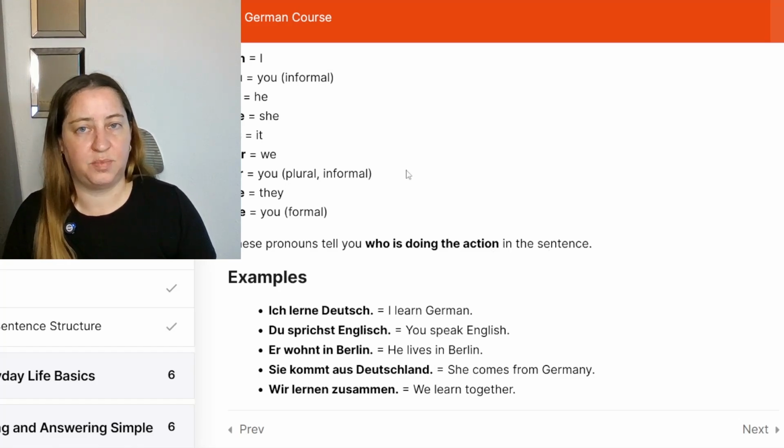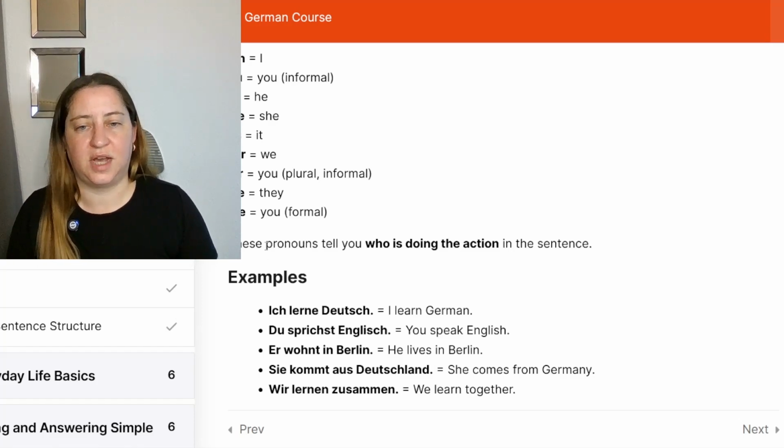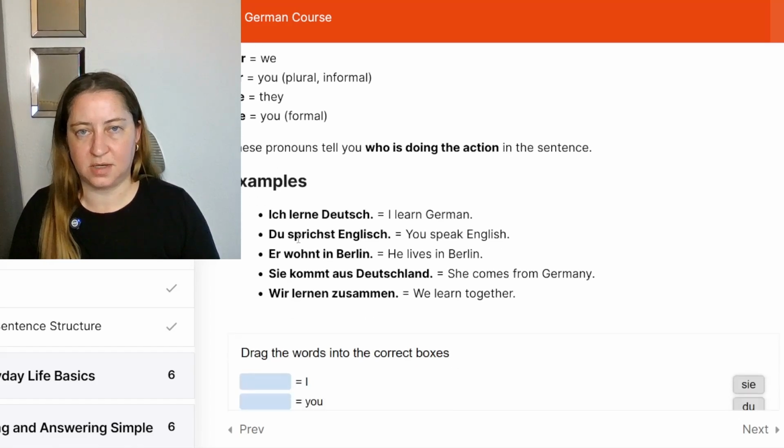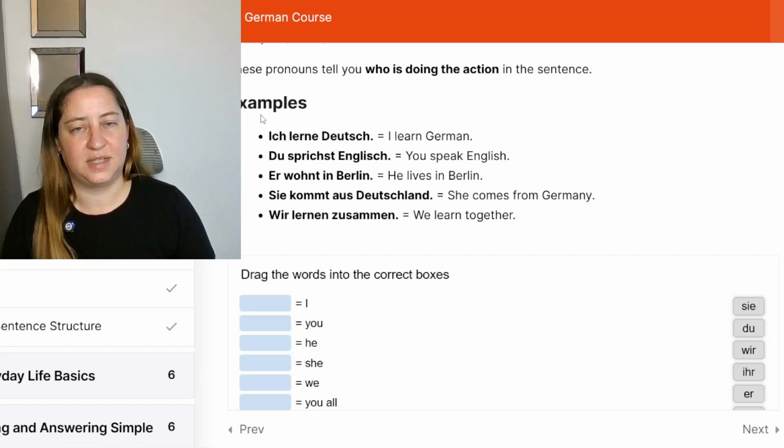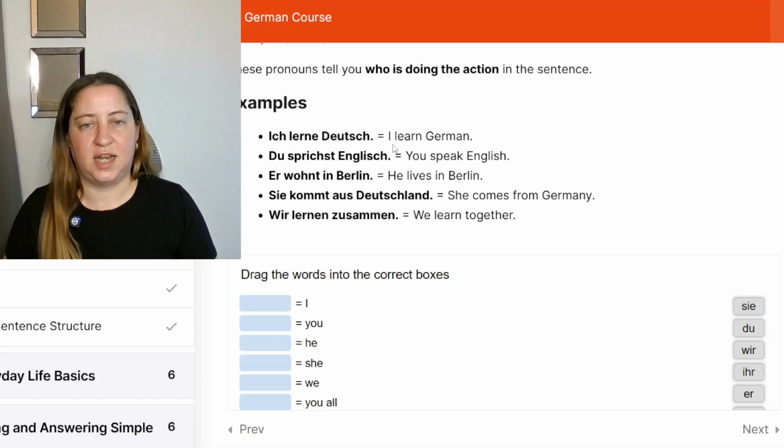For now, we're going to put our subject first, and then we're going to have a verb. After our verb comes the rest, like a direct object. Let's look at some simple example sentences. Ich lerne Deutsch. I'm learning German, or I learn German.